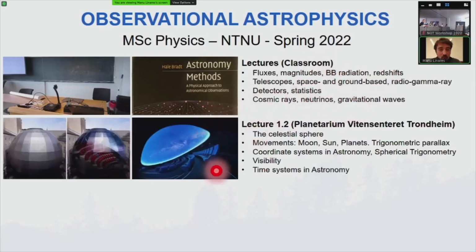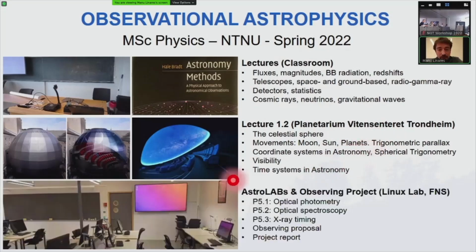But one of these lectures is taught at the planetarium in Trondheim, and that is the one on the celestial sphere, movements, and coordinate systems. We thought that it would be a good place to teach this in a planetarium, because then you can really see very easily the different coordinate systems.